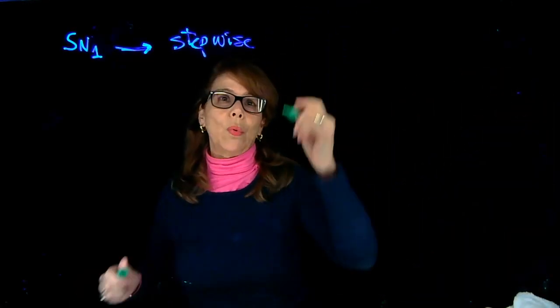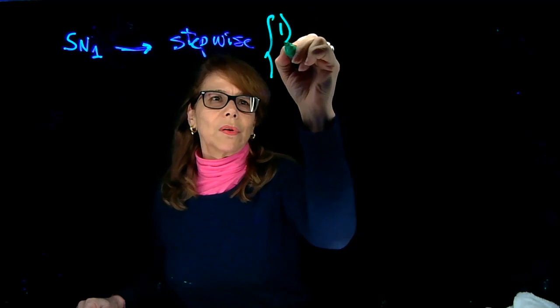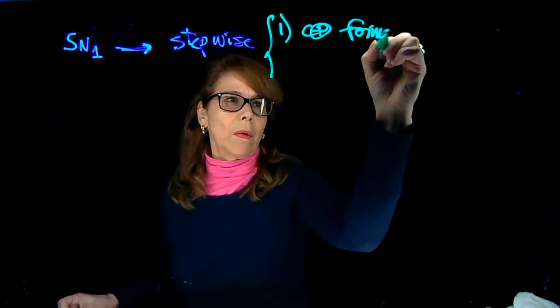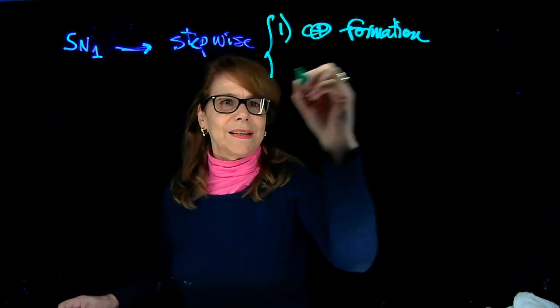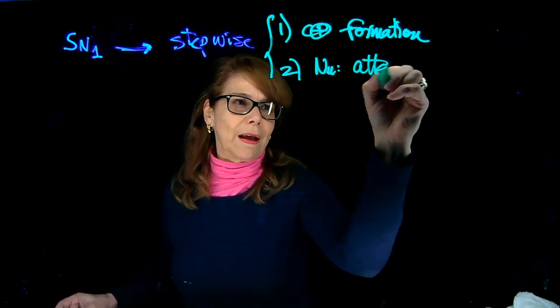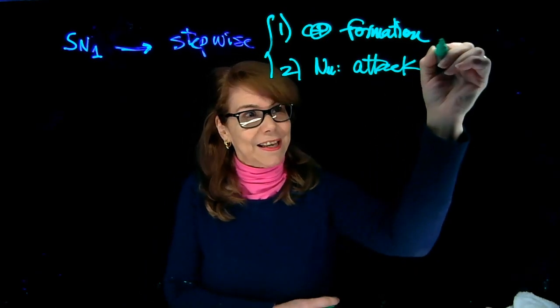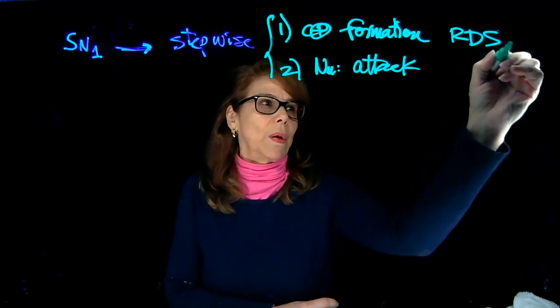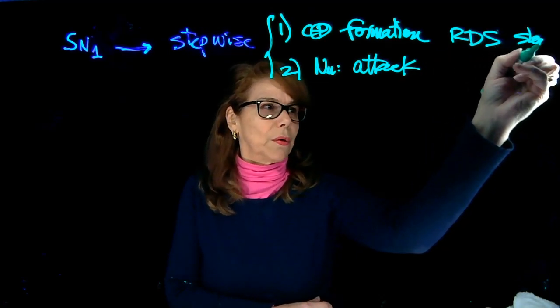So in step 1, we're going to have the carbocation formation. And in step 2, you will have the nucleophilic attack. It happens that the carbocation formation is the rate determining step. That is the slow step, in other words.